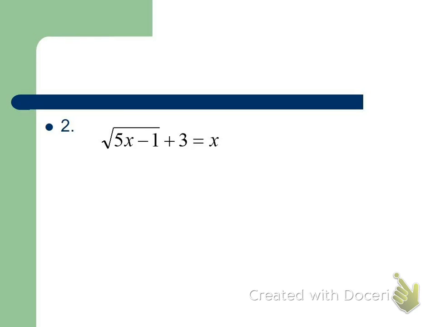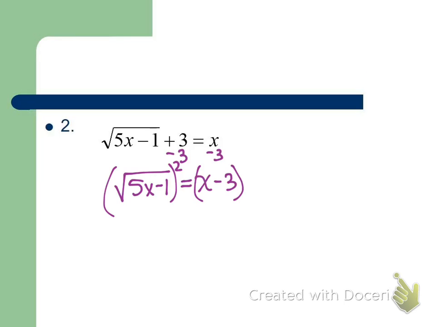All right, our first goal is to get the square root of 5x minus 1 alone. How do we do that? Subtract 3 on both sides. The square root of 5x minus 1 equals x minus 3. Next up. Not cube both. Square both sides. Good. Square both sides. Remember to put the right side in parentheses when we square it.